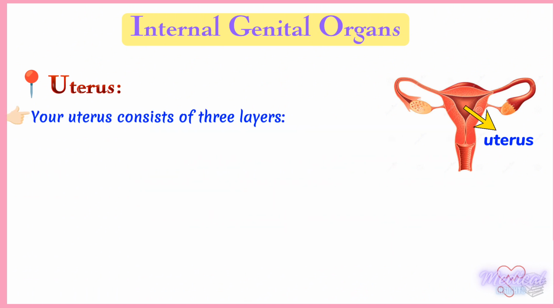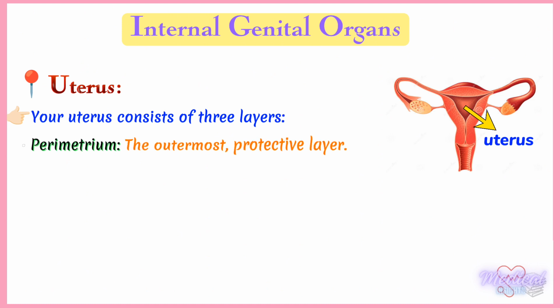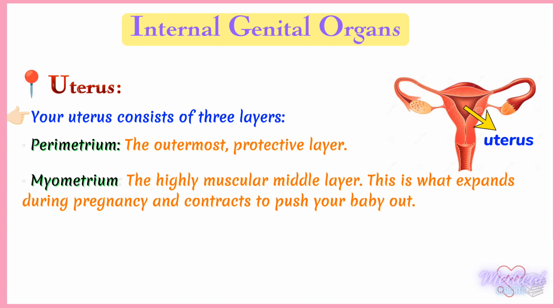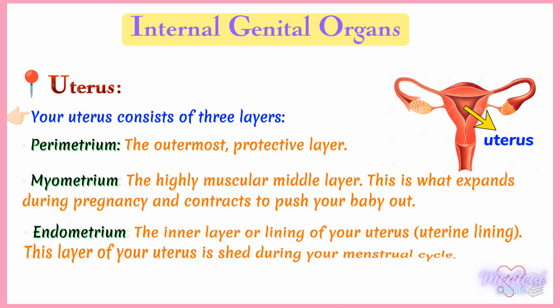Your uterus consists of three layers: perimetrium, the outermost protective layer; myometrium, the highly muscular middle layer. This is what expands during pregnancy and contracts to push your baby out. Endometrium, the inner layer or lining of your uterus. This layer of your uterus is shed during your menstrual cycle.